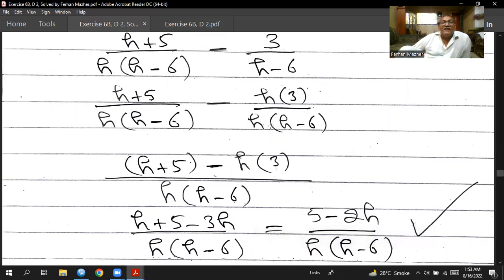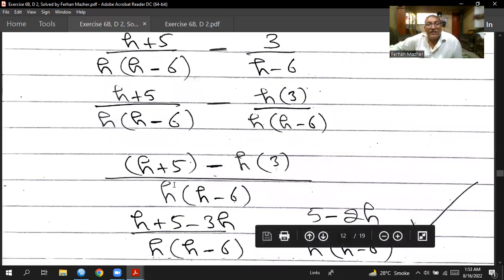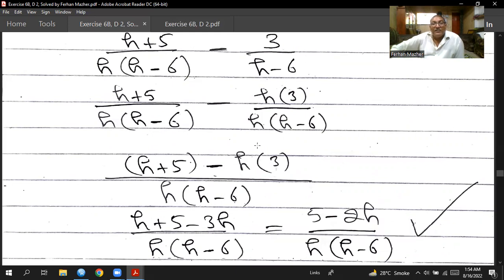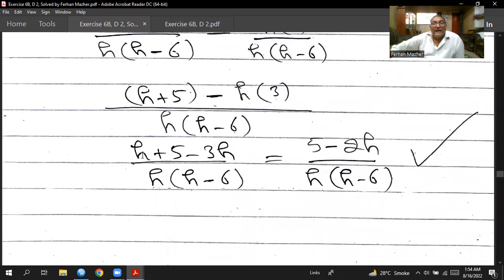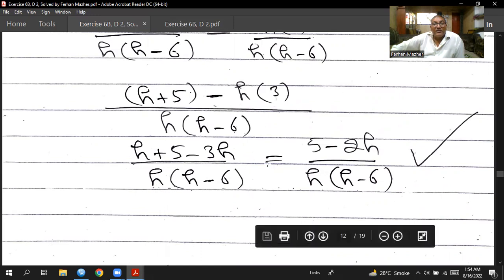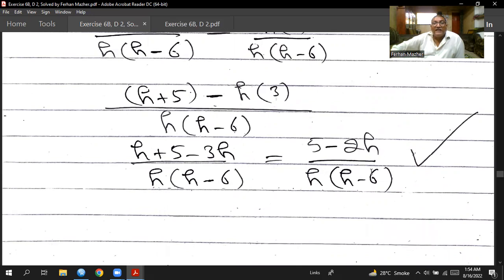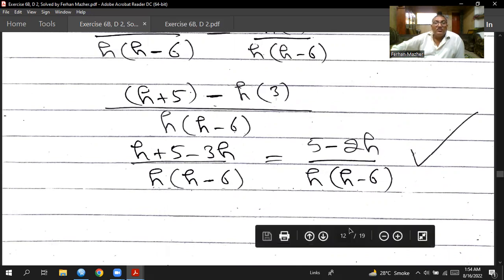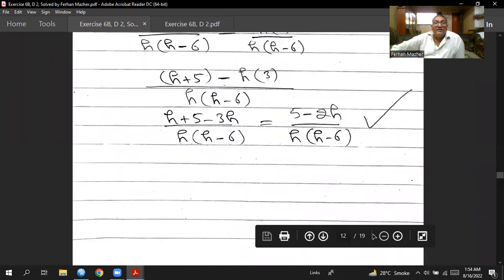So I can write a single fraction. And here you can see I have written a single fraction. In the denominator this will come, that is h bracket h minus 6. Upstairs you will have h plus 5 minus 3h, divided by h bracket h minus 6 bracket close. So that will be equal to 5 minus 2h divided by h bracket h minus 6 bracket close. So this is how you will do this part.